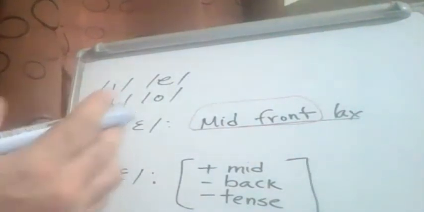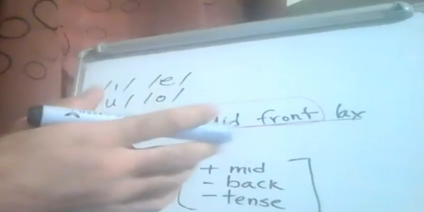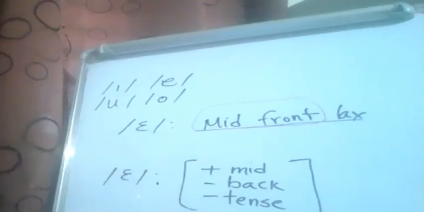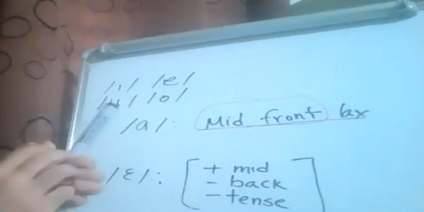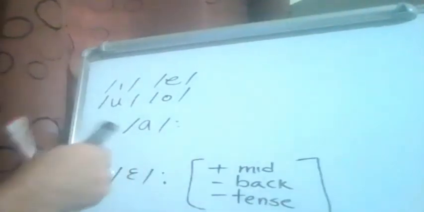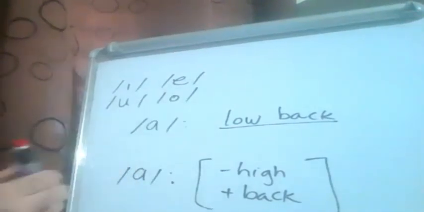Okay, and in the case of the A, they don't have that tenseness distinction, so you don't need to specify tenseness with those. For example, let's say A, you don't need to specify tenseness because they simply don't have any tense lax distinction. So you only need to say low back. Okay, low back. And then here we say minus high, plus back. And this is the description for this sound. It's a low back vowel.